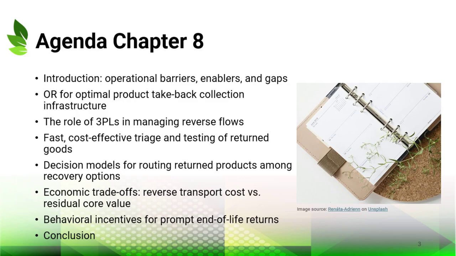This agenda outlines the learning path for Chapter 8. We begin with the main barriers, enablers, and research gaps that explain why implementation is difficult. We then review operations research models for take-back collection infrastructure, including where returns should be collected and who should manage them. Next, we examine third-party logistics providers in reverse flows.